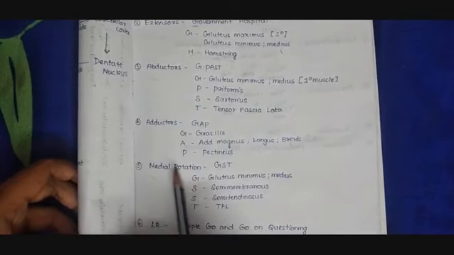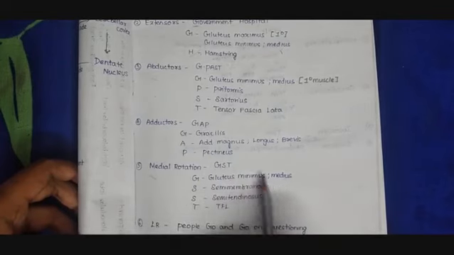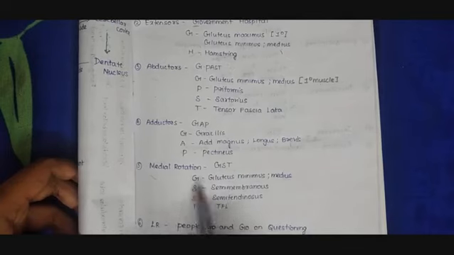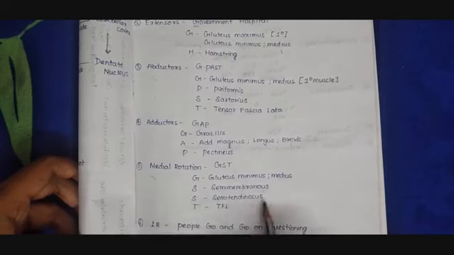In order to remember the medial rotators, we have to remember the mnemonic GAST. G stands for gluteus minimus and gluteus medius, A stands for semimembranosus, S stands for semitendinosus and T stands for tensor fascia lata.